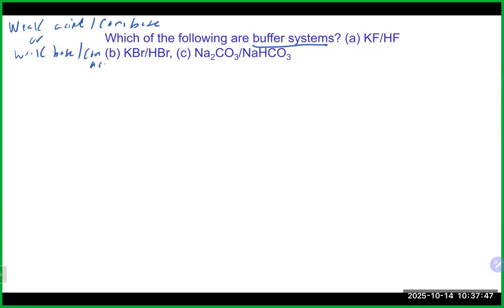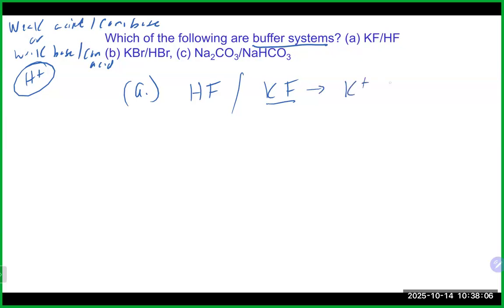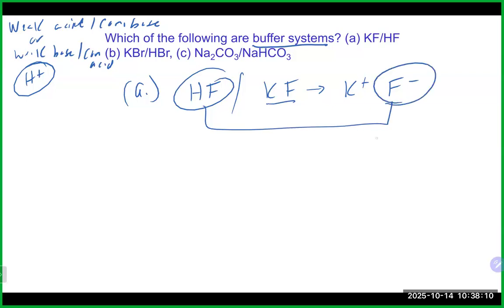What that basically means is we're looking for an H plus difference between those two things, right? And it has to be weak. Remember, we can't have any strong species. So if we look at A, we have basically HF and KF. This is a salt, which means it's K plus and F minus. If we look at these two things, the difference there is one H plus, which is one of the things we need it to be.